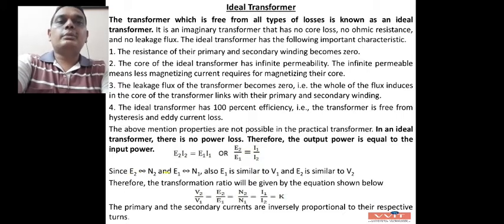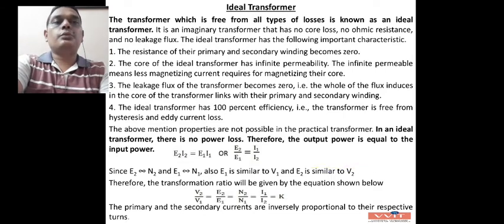Since E2 is directly proportional to N2. Why? Because we know the equation of the transformer, E2 equals 4.44 f N2 phi, and E1 is also directly proportional to N1. This is also from the transformer equation. And also E1 is similar to V1. If you neglect the losses, E1 equals V1 and E2 equals V2.